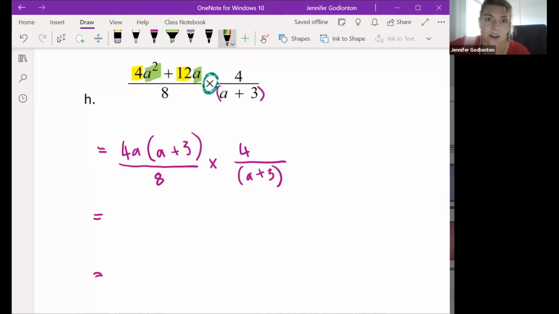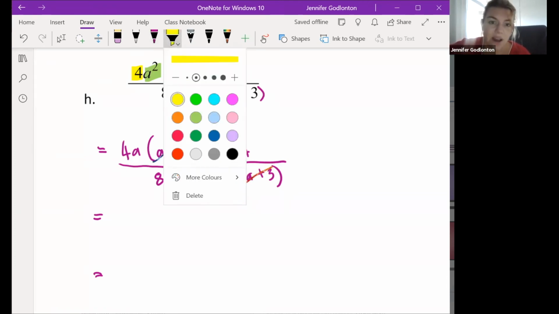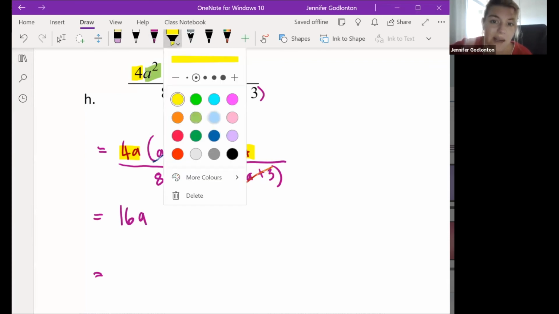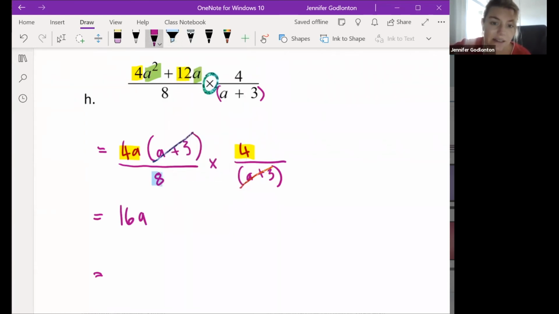Now that I have factorized, I can see what can cancel. So that a plus 3 can cancel with that a plus 3. Then I'm going to look at my numerators. So I've got 4a times 4. That's going to give me 16a. My denominator is just an 8. So that's going to be over 8. And 16 divided by 8 is 2. So my final answer is just 2a. And that's where we would stop.